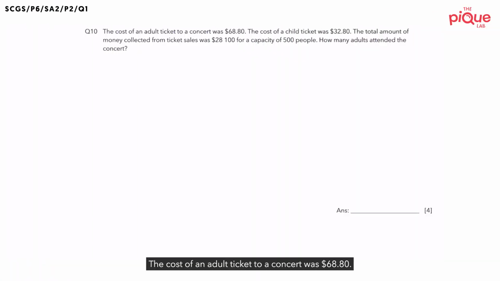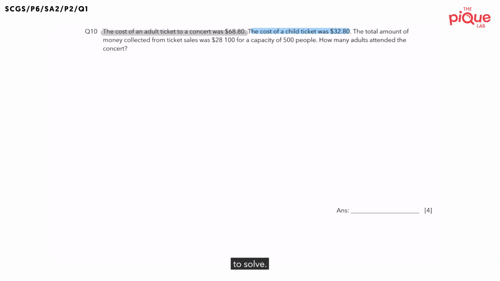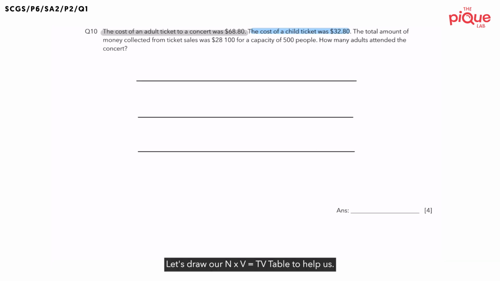Question 10. The cost of an adult ticket to a concert was $68.80. The cost of a child ticket was $32.80. This seems like a really easy question using the number times value equals to total value concept to solve. Let's draw our N times V equals to TV table to help us.